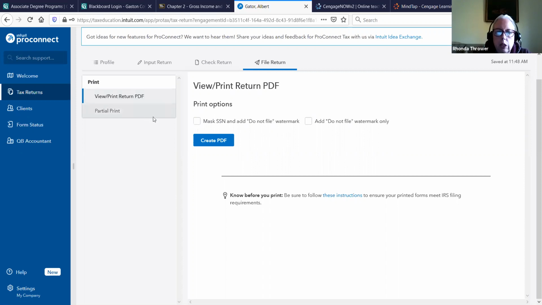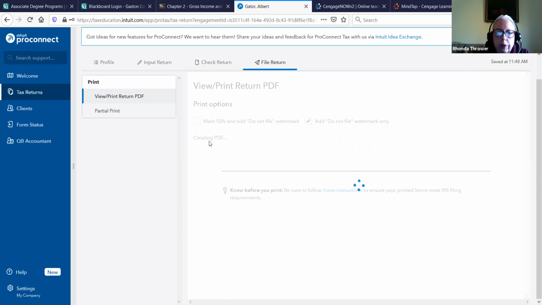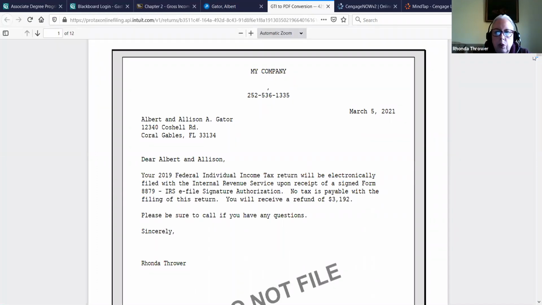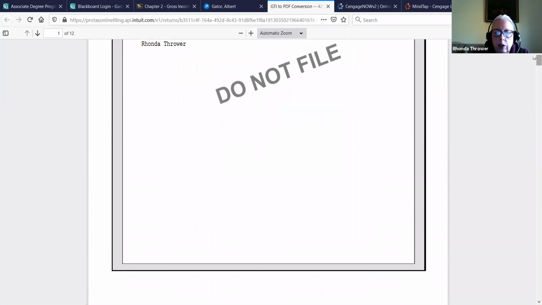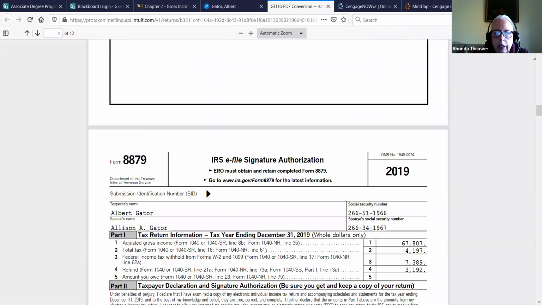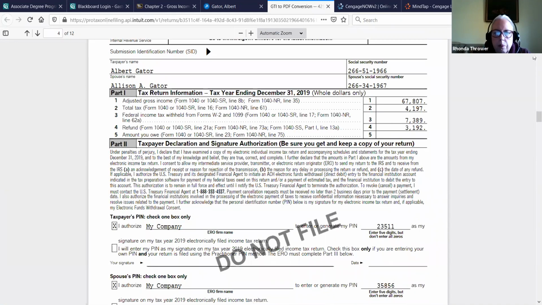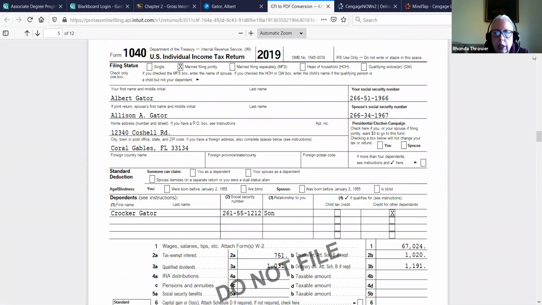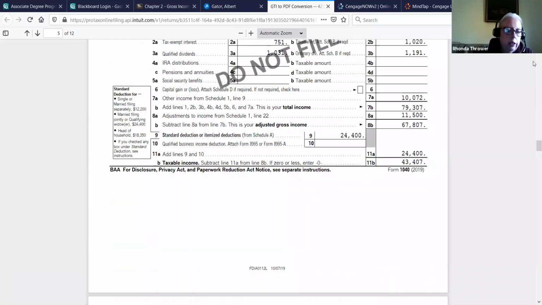And instead of filing now, we're not going to file it yet. We're just going to add a watermark to it. And you're going to create your PDF. And I would download my return. And I would save that somewhere where you have it. And this gives you all the information that you just put in. And this was for your e-filing part that ProConnect automatically does for you. And then this is what the 1040 form's going to look like.